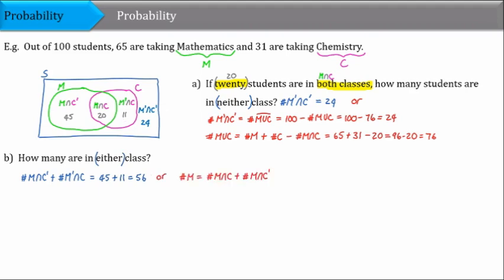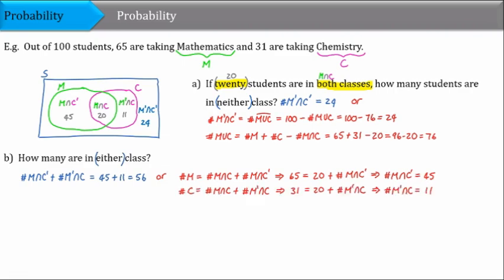Now again, there's another way of doing this. We can start off by looking at the number of students that do only mathematics. The number of students doing mathematics, that's in the green, will be made up of those doing mathematics and not chemistry, and those doing mathematics and chemistry. So that's these two being added together. Now I know what the mathematics is, that's 65. I know what mathematics and chemistry is, that's 20. So now substituting 65 and 20, I can solve for mathematics and not chemistry, and that gives me 45.